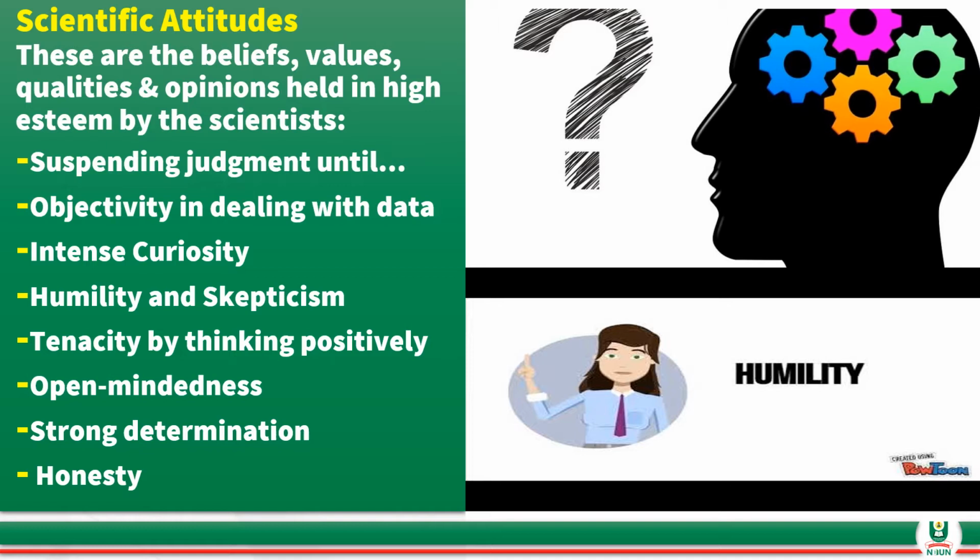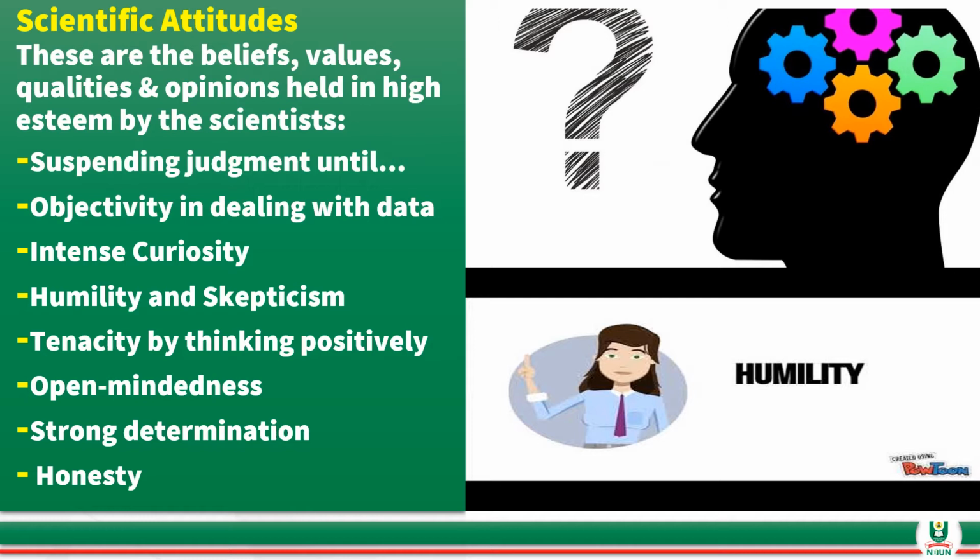Scientists don't give up. They can pursue an agenda for the next 20 years. They will continue, and that is why you can see that in space exploration, before they get to that level, they continue. Open-mindedness: they are free from prejudice and personal biases. They have strong determination when they pursue a goal, and they are generally honest. So these are scientific attitudes.